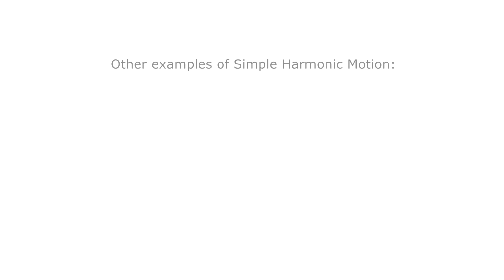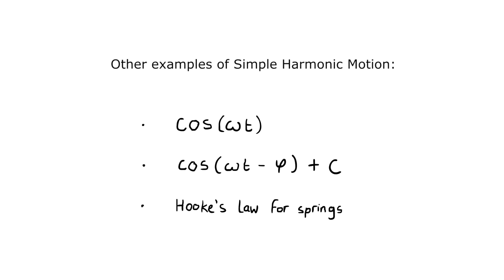You could use a similar approach to check if cos obeys simple harmonic motion, and even add in some variables to control starting conditions, such as cos of omega t minus phi, plus c. You could also try to prove that Hooke's law in physics is an example of simple harmonic motion.